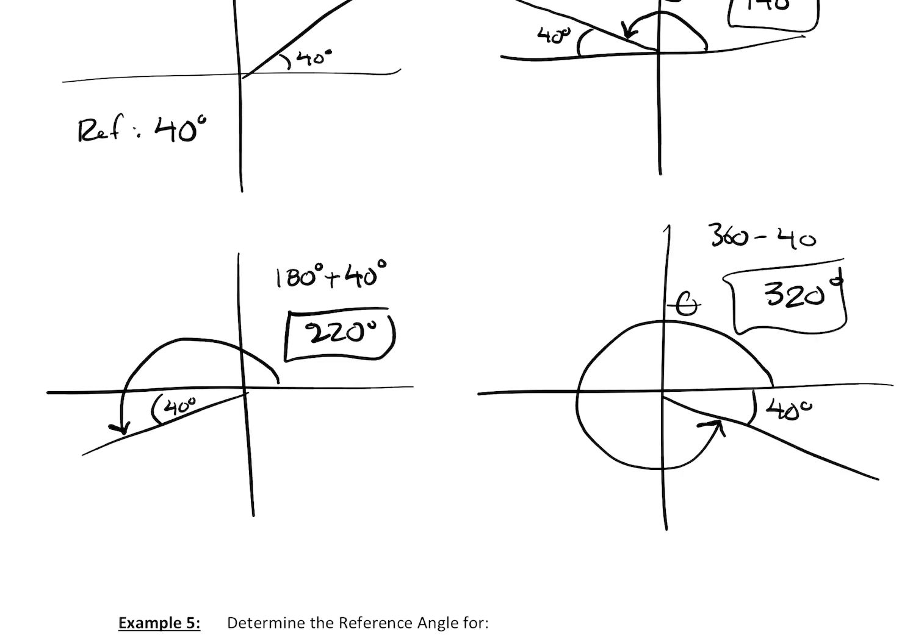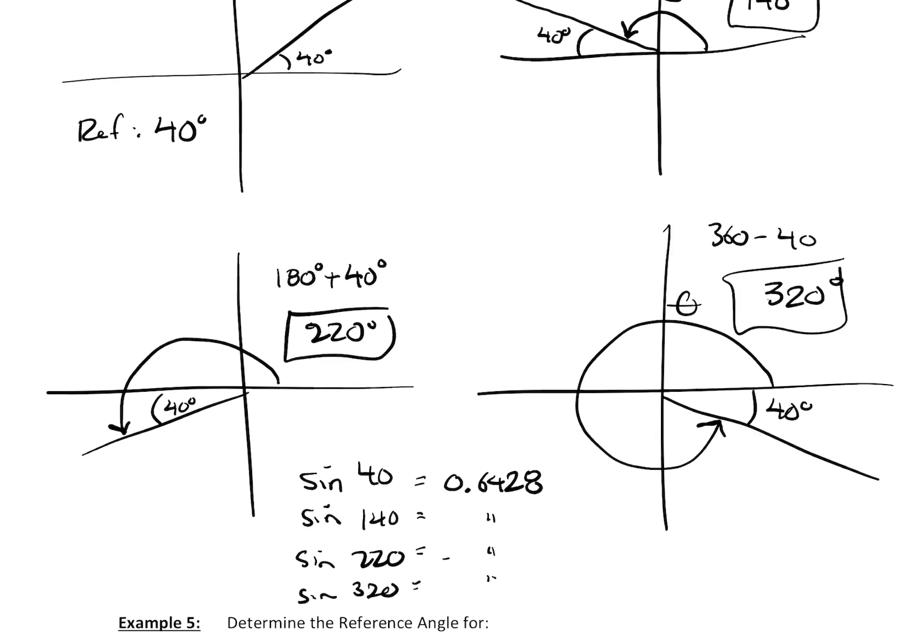Now what you'll notice, if you took your calculator right now and hit sine 40, sine 140, sine 220, and sine 320, you're going to get the same numerical amount, but there's a sign change in two of the quadrants, and we'll talk about that in the next section. So 0.6428. And then sine 140, exactly the same. And then sine 220, exactly the same but negative, and then the last will be the same but negative. That's the whole point of a reference angle.